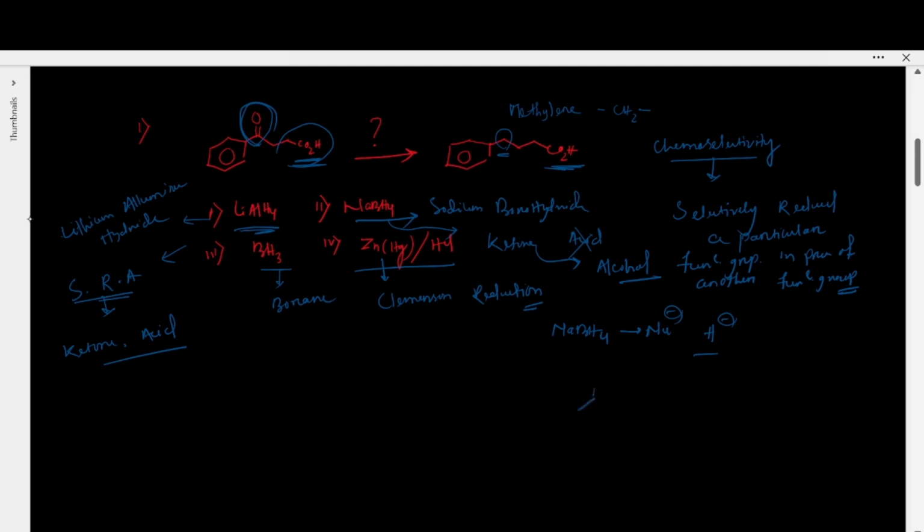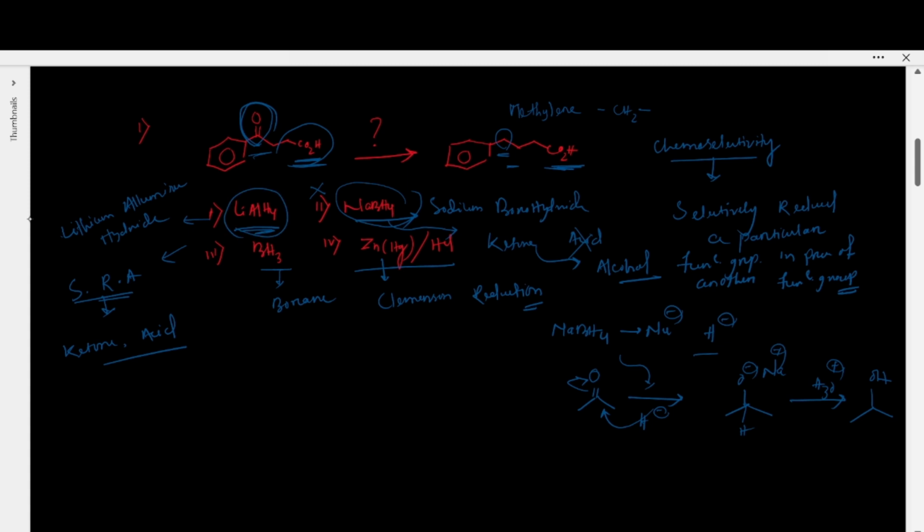So if your compound contains a ketone and you add sodium borohydride to it, then the hydride ion will attack the carbonyl carbon. It will form an oxide ion with the counter ion sodium plus and hydrogen here. After workup, we will get an alcohol. But here the ketone is reduced to methylene. So this reagent we can't use. So 2 is eliminated and 1 is also eliminated.